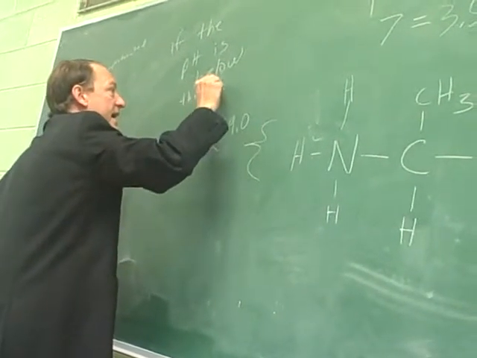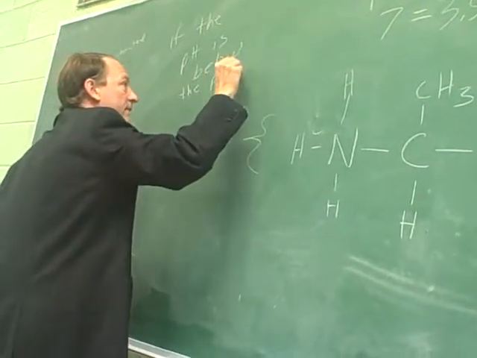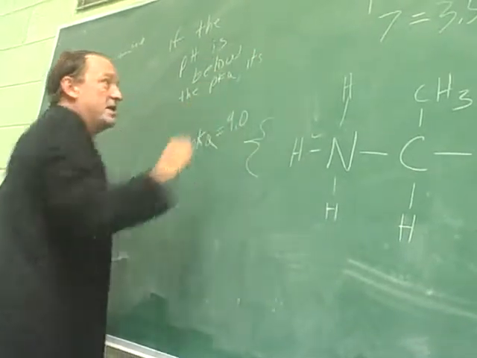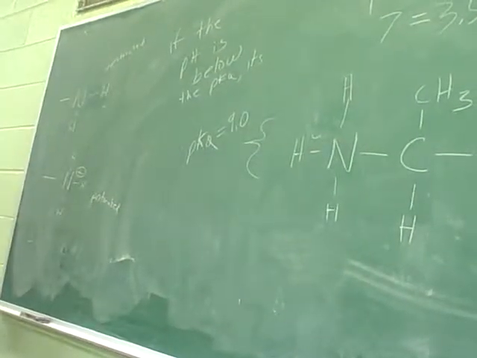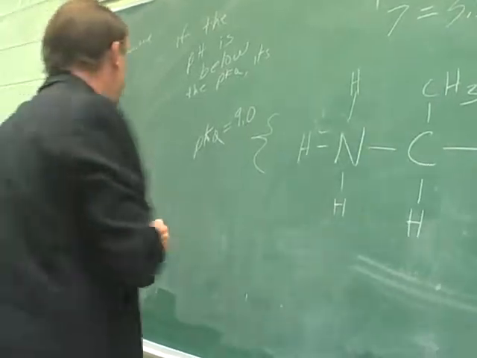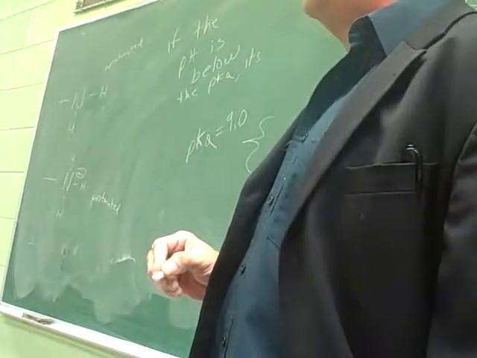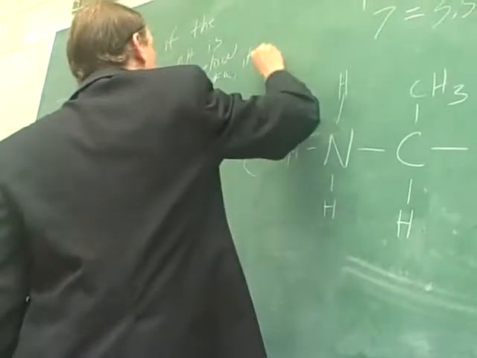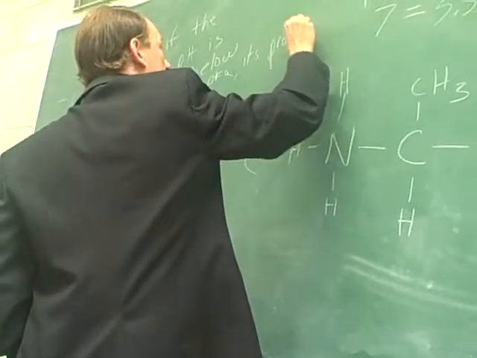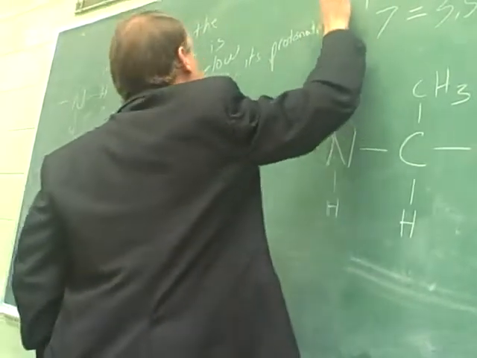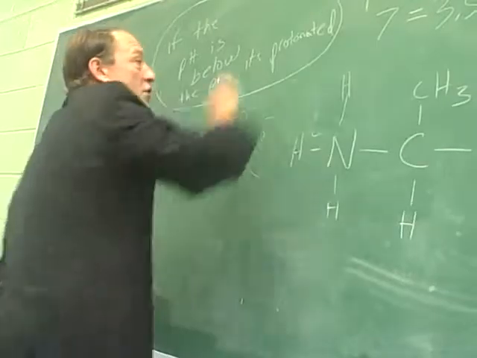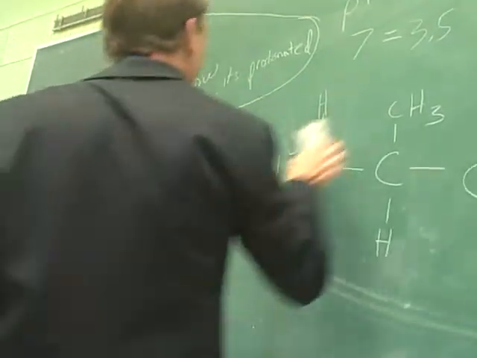So your shortcut is, if the pH is below the pKa, what is it? Protonated or unprotonated? If the pH is below the pKa, it's protonated. Period. This is always true. And the way you can see that is, it doesn't matter what numbers we use here.